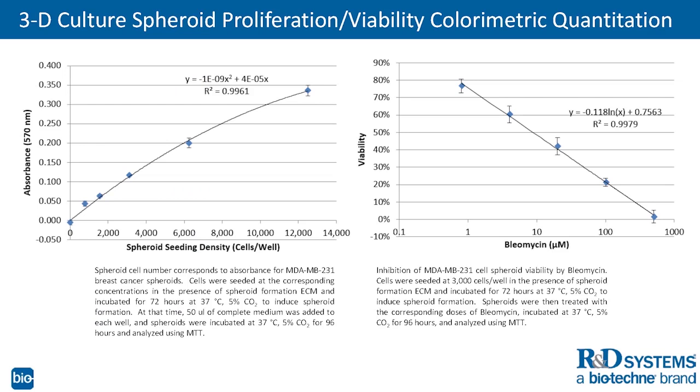Okay, and so here are our graphs. Again, we have a graph with varying numbers of cells seeded in each well, forming different size spheroids and corresponding to an increase in absorbance. And then on the right, we have an inhibition curve where increasing amounts of bleomycin decreases the absorbance, thus the cell viability, for these MDA MB231 cell spheroids.